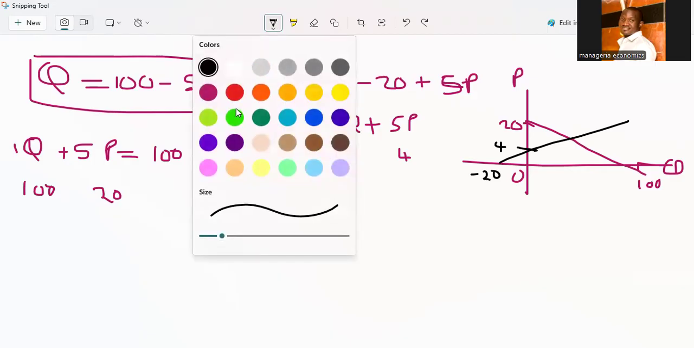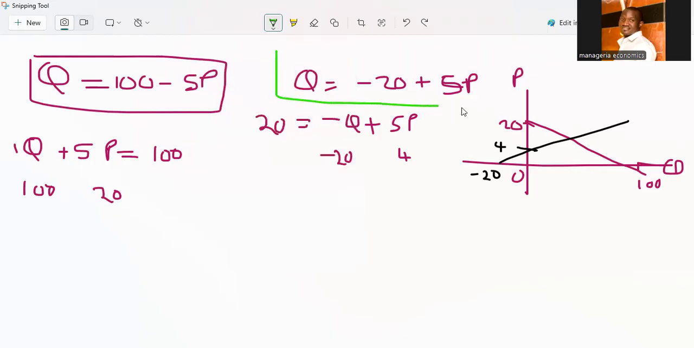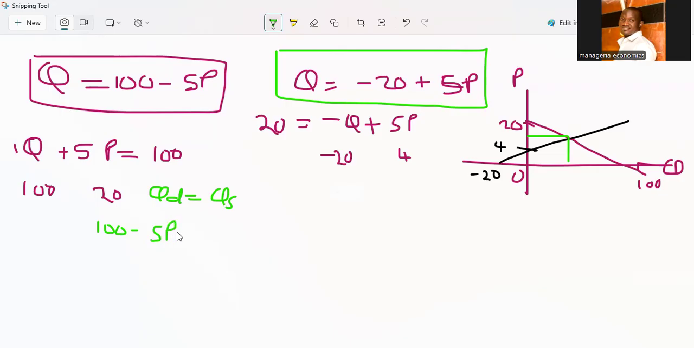Okay, so equilibrium. Where does equilibrium occur? Who remembers? How do we find the equilibrium? Equilibrium occurs when what? Quantity demanded is equal to what? Quantity supplied, right? So what is the quantity demanded there? 100 minus 5p. And what is the quantity supplied? Negative 20 plus what? 5p. So when this one goes aside, it will be 120.